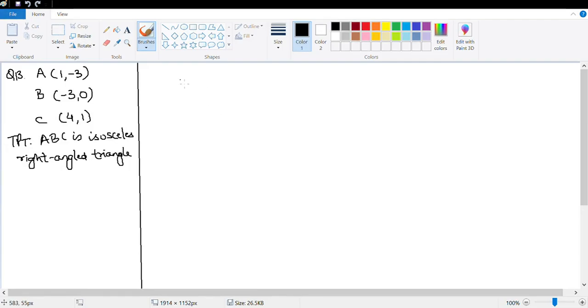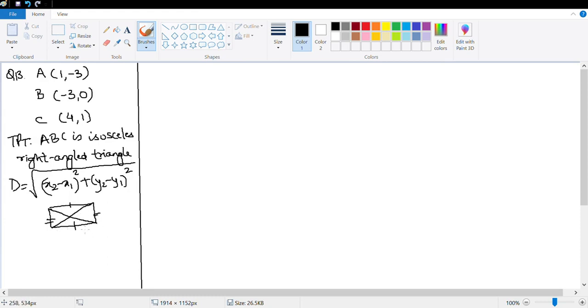Hi guys, let's look at the second and the last part of this chapter, distance formula. Quick revision, we know the distance between 2 points can be calculated using this formula: square root of (x2 minus x1) whole square plus (y2 minus y1) whole square. And then we did a question about a rectangle where we proved it to be a rectangle by proving that opposite sides are equal and then the diagonals are equal.